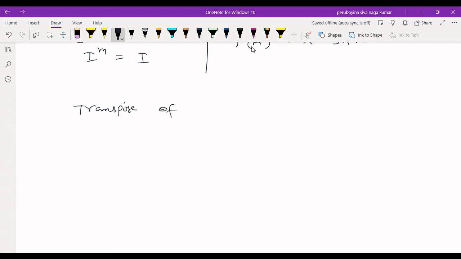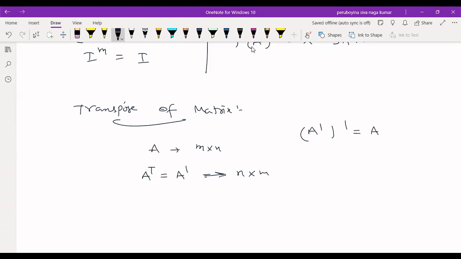Transpose of a matrix. If A is an m by n order matrix, A transpose is denoted by A power t or A dash, and its order will be n by m. That means rows will be changed to columns, columns will be changed to rows. The properties of transpose: (A dash) whole dash is equal to A.